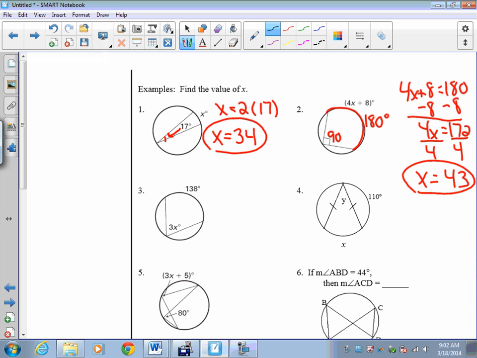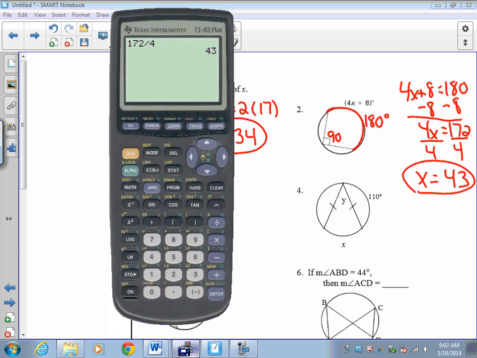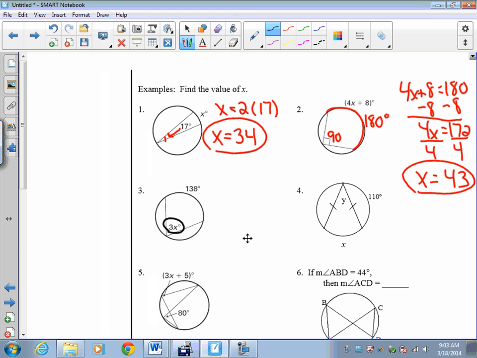So moving on to question 3, we know that 3x has to be 1/2 of 138. So 0.5 times 138 gets us 69. So this has to be 69 degrees. So if 3x is equal to 69 degrees, x will be equal to 23.